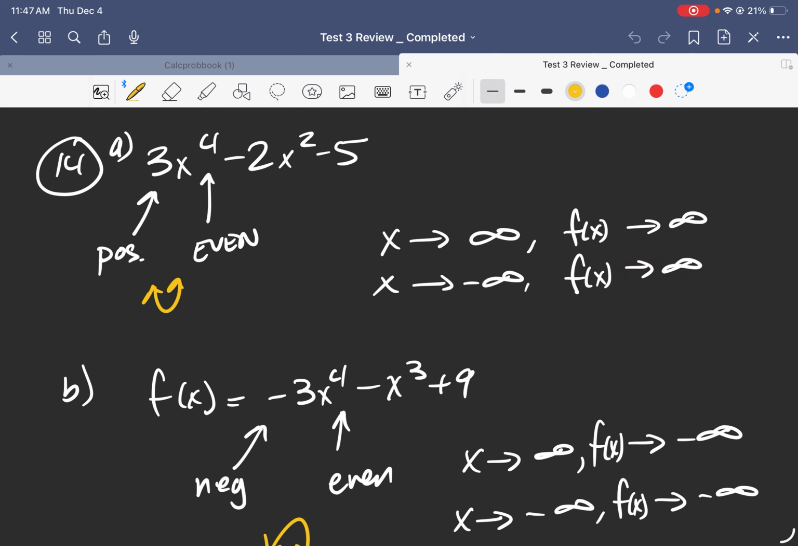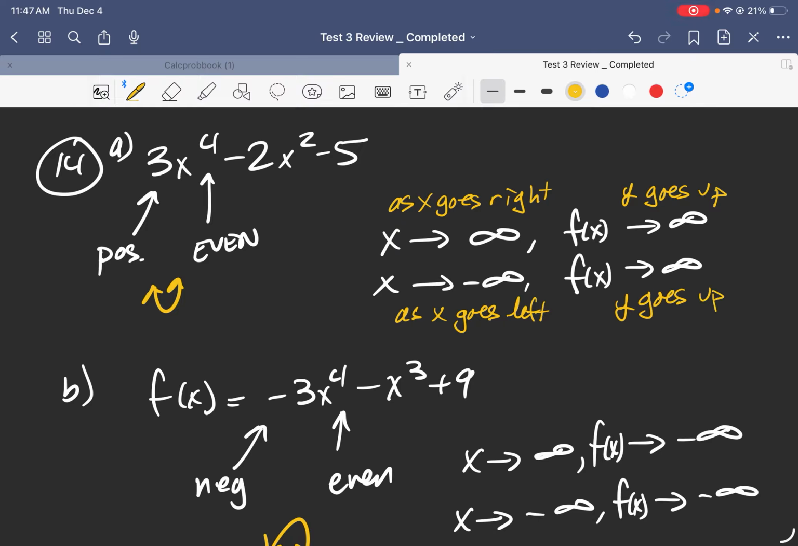Remember what this is saying is, as x goes right, y goes up. And this is saying as x goes left, y goes up. Just so we kind of understand what that's talking about.